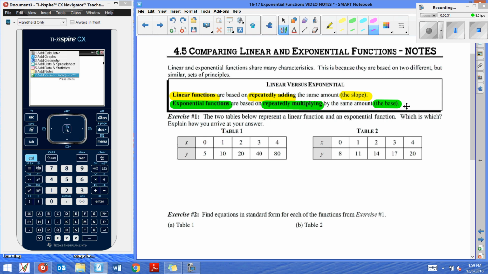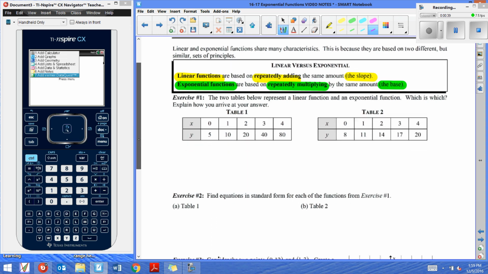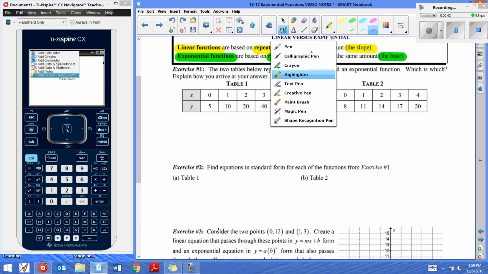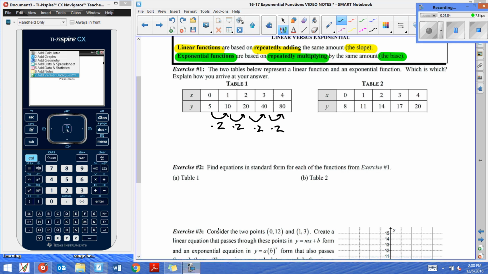Looking at exercise number 1, they give us two different tables, and we're trying to figure out which is which. So I'm hoping that many of you now are used to finding a pattern. So let's go ahead and do that. So what is my pattern in table number 1? How did I get from 5 to 10, 10 to 20, 20 to 40? And the reason why I can do this so easily is because my x values are all increasing at a steady rate. Well, if you said multiplying by 2, you, my friend, are correct. So we have a multiplier. What does this mean? Well, we have an exponential function.